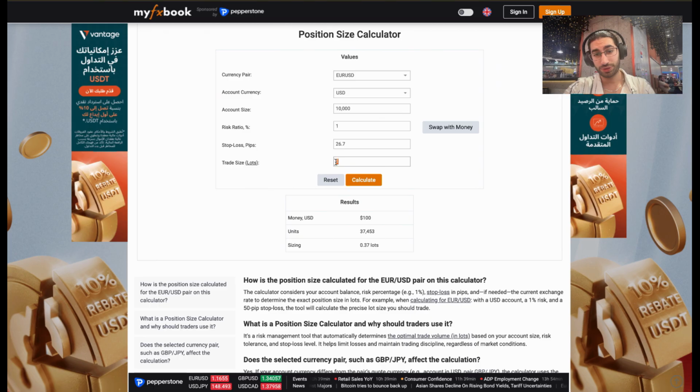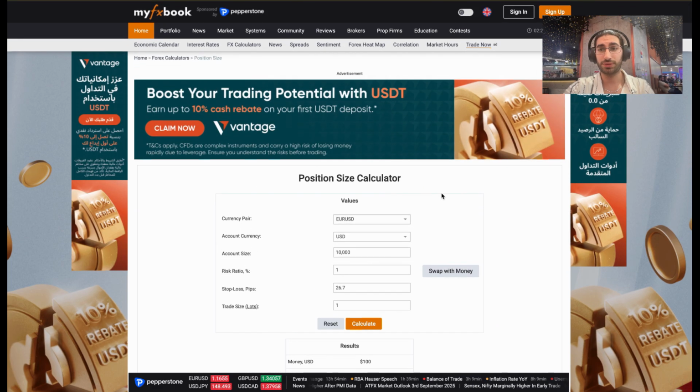If you put 1 here, it's a standard lot. If you put 0.1, it's a mini lot, and if you put 0.01, it's a micro lot. So you're gonna have different lot sizes here, right? And you should be aware of that because that's important.